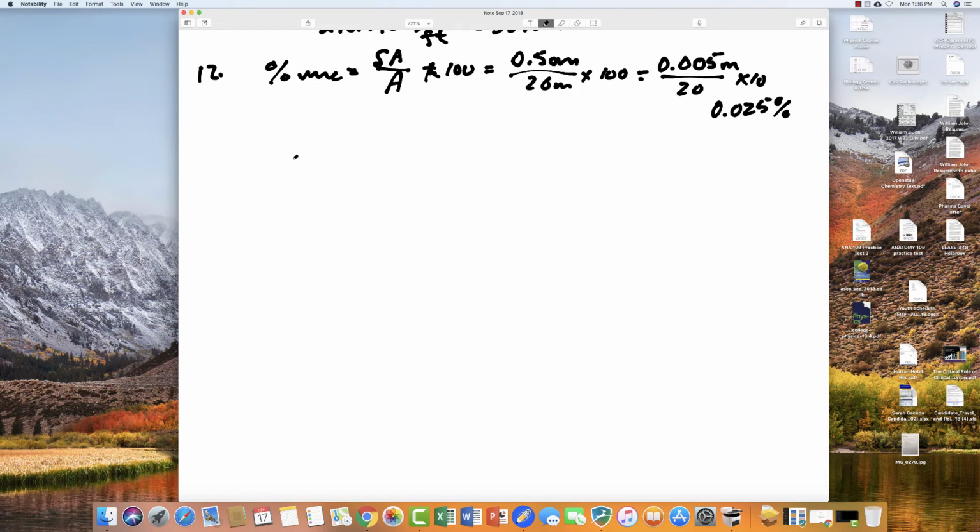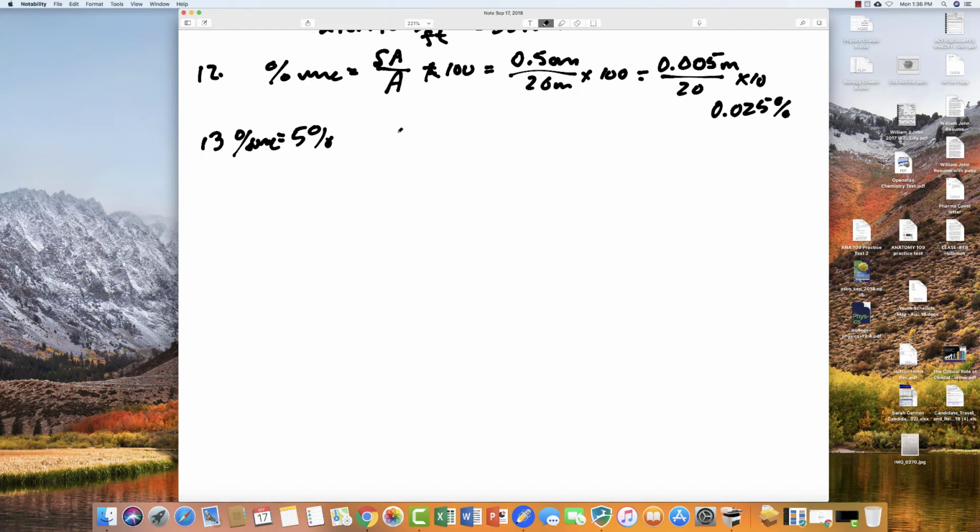Number 13 states that a car speedometer has a 5% uncertainty. So the percent uncertainty for number 13 is 5%. And the question is, what range of possible speeds will read 90 kilometers per hour? So what we want to do is take this formula and calculate delta A.